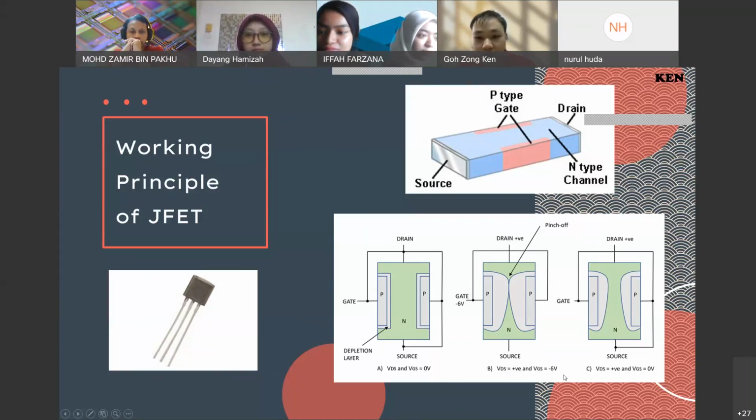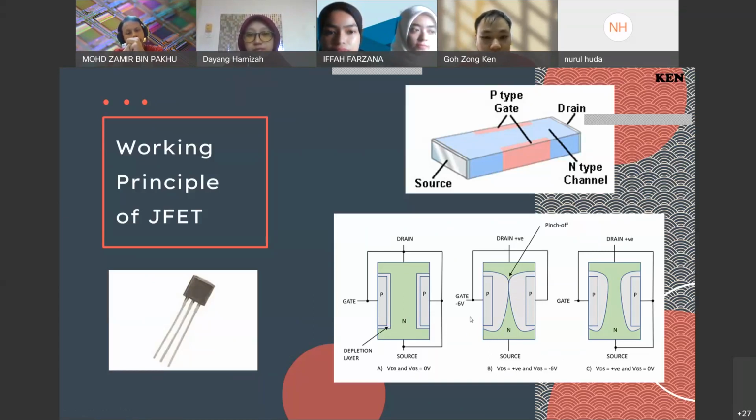For the second diagram, the VDS is positive voltage and VGS is negative voltage. This means that the reverse bias is applied in the gate, which can increase the thickness of depletion layers and squeeze the channel smaller until the channel becomes so small that the current cannot pass through it. In these cases, it's called pinch off. The current is fully blocked by the depletion layers.